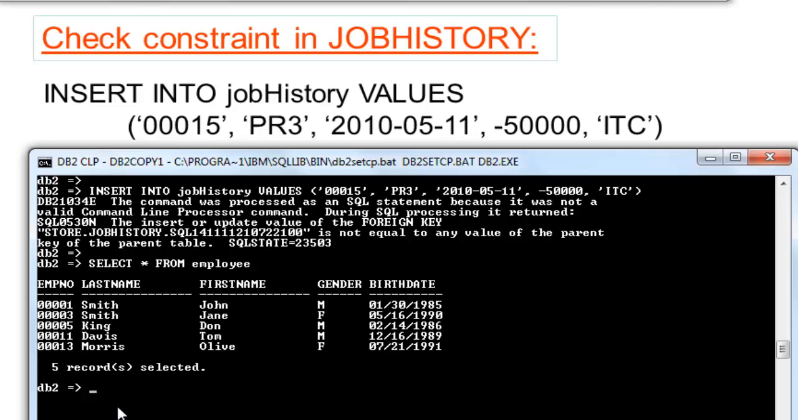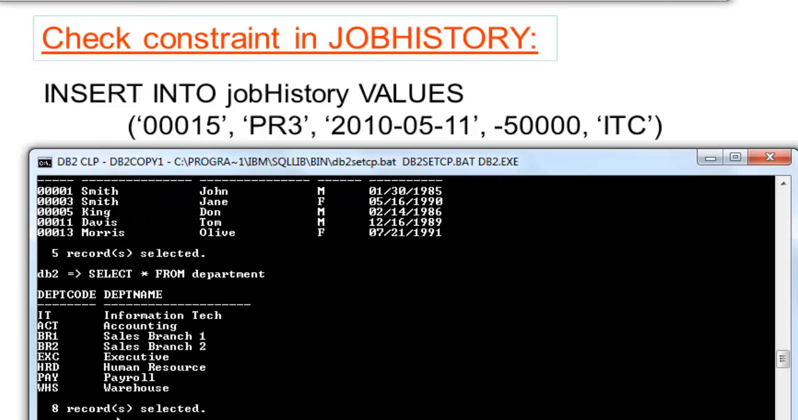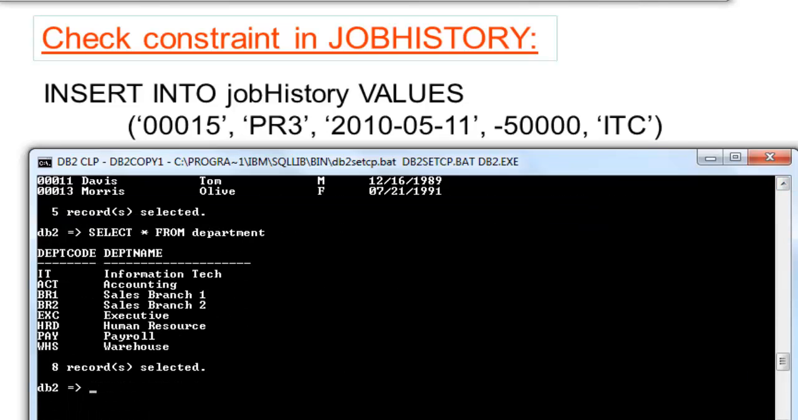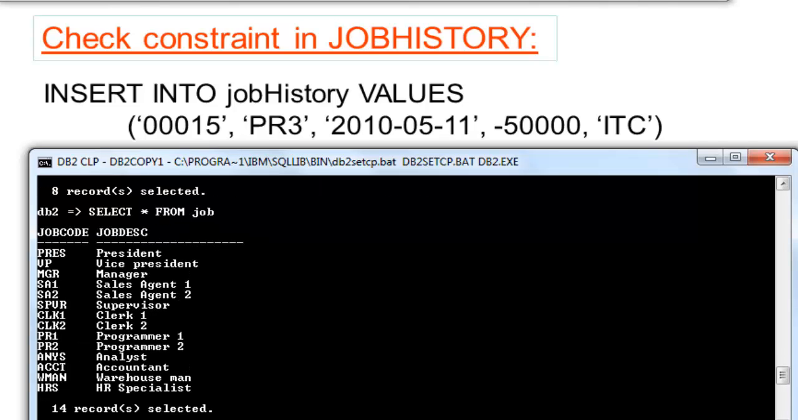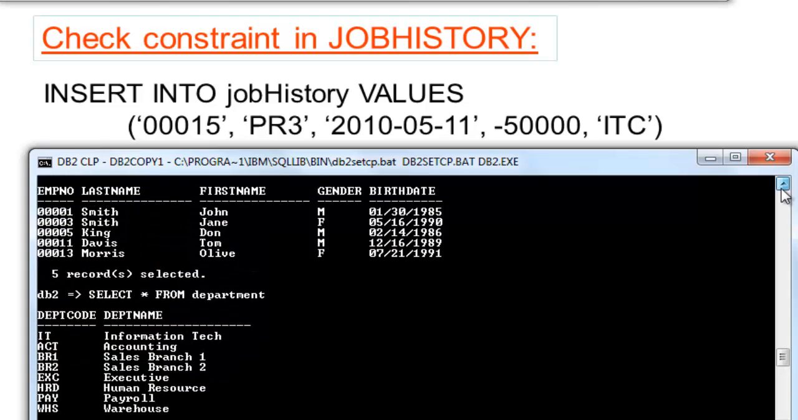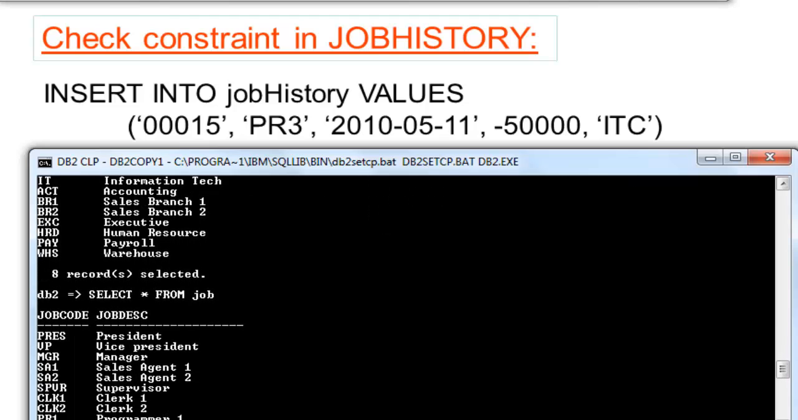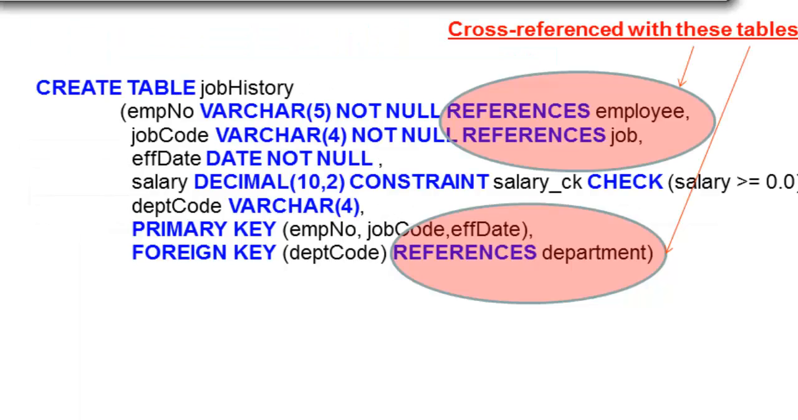There is no 00015. Let us check on department. There is no ITC. What we have is IT. Let us check on job. There is no job code PR3. What we have is PR1 and PR2. Any value not included on these reference tables will not be accepted as an entry at job history.